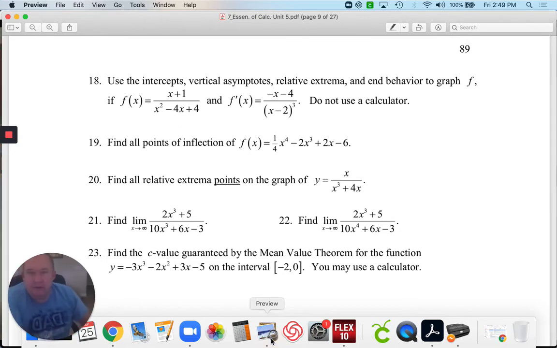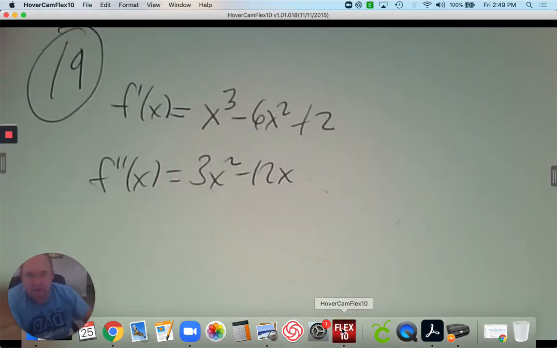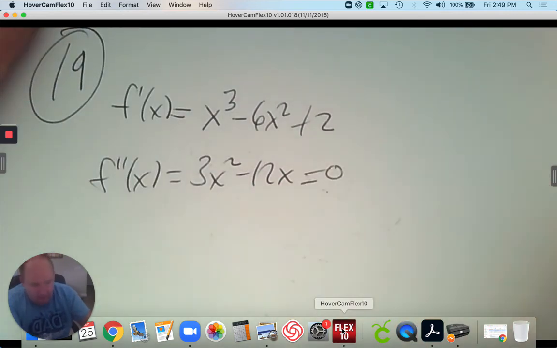All right, number 19. Number 19 says find all the points of inflection. So I want to take the derivative. That's x cubed minus 6x squared plus 2. Take the derivative again. That's 3x squared minus 12x, and then make it equal to 0.